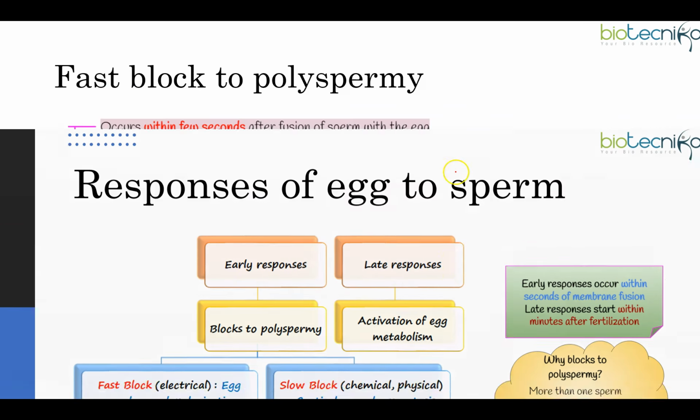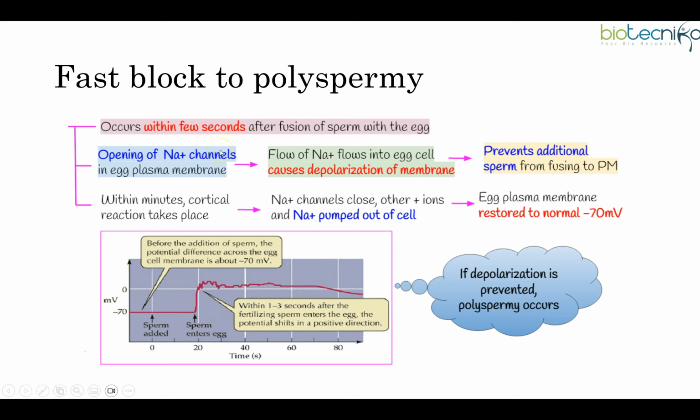So how does the fast block to polyspermy occur? As I said, it occurs within a few seconds. In the question, it was given within 1 to 3 seconds. So yes, this is where fast block happens. After the fusion of sperm with the egg, the sodium channels will open up in the egg plasma membrane. Sodium will flow into the egg causing depolarization, which will prevent any additional sperm from fusing to the plasma membrane.